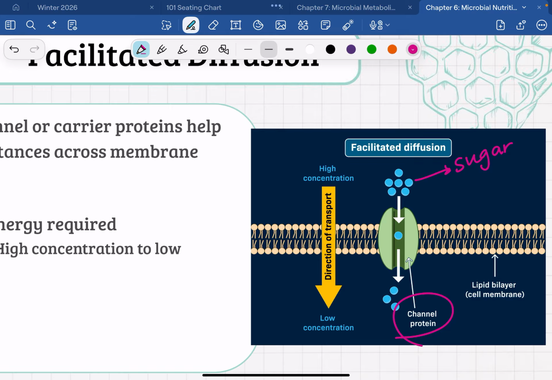They'll have channels very specific for whatever it is that they want to consume. And different bacteria and different organisms and different cells consume different things. And so they will have different channels.